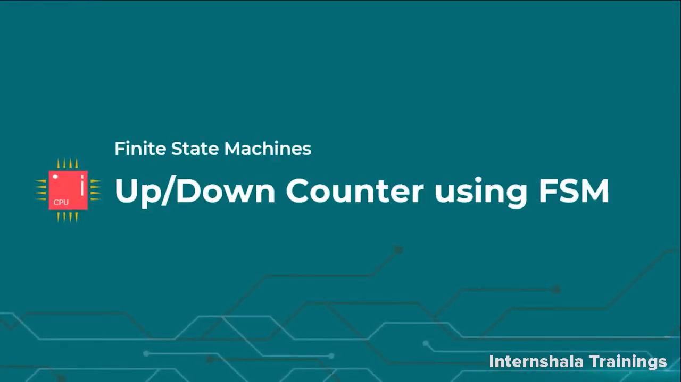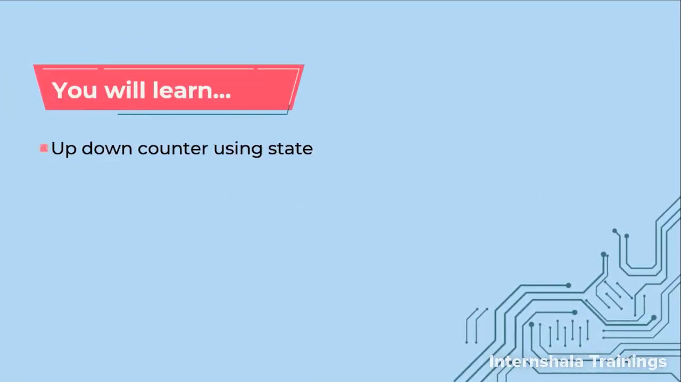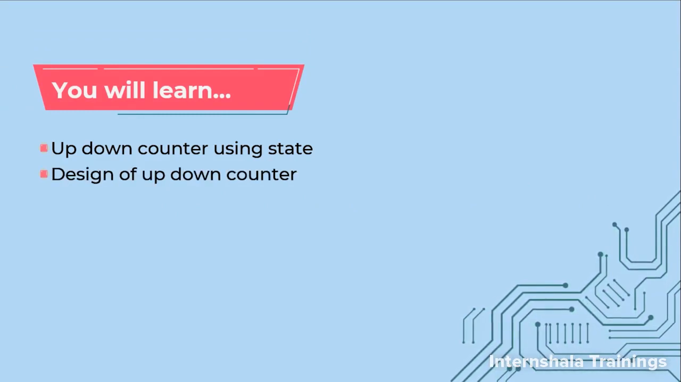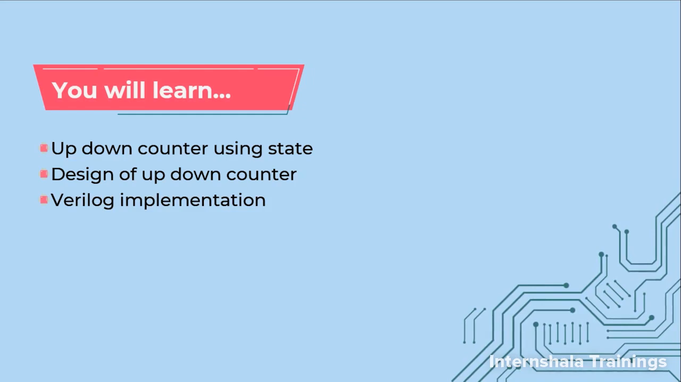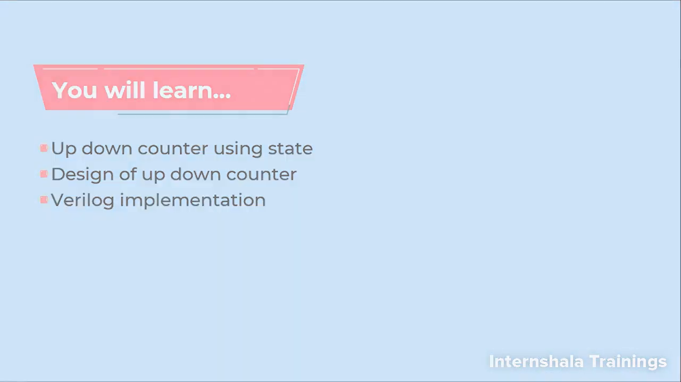Let us design one more system using finite state machines, and that is the up-down counter. So in this video we are going to talk about the up-down counter using the concept of states. We are going to design it using a finite state machine and implement it in the Verilog programming language. So let us get started.